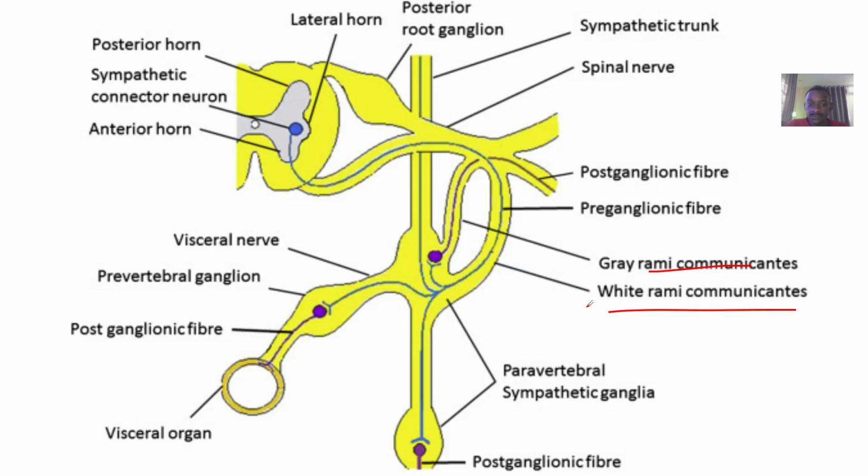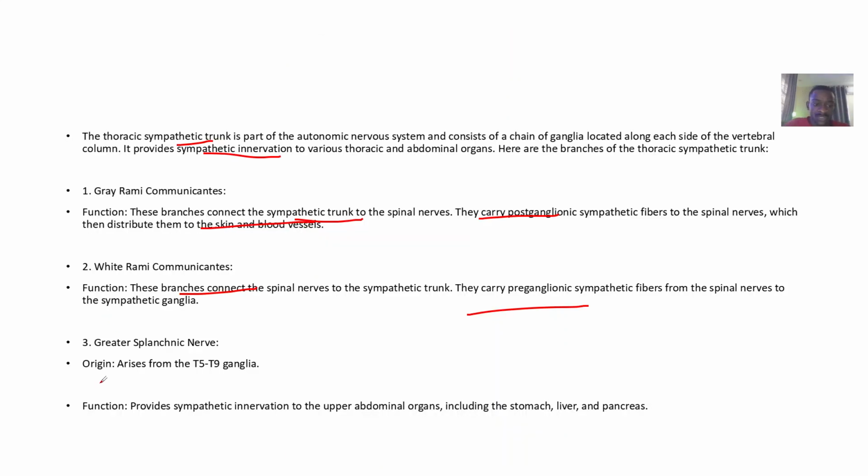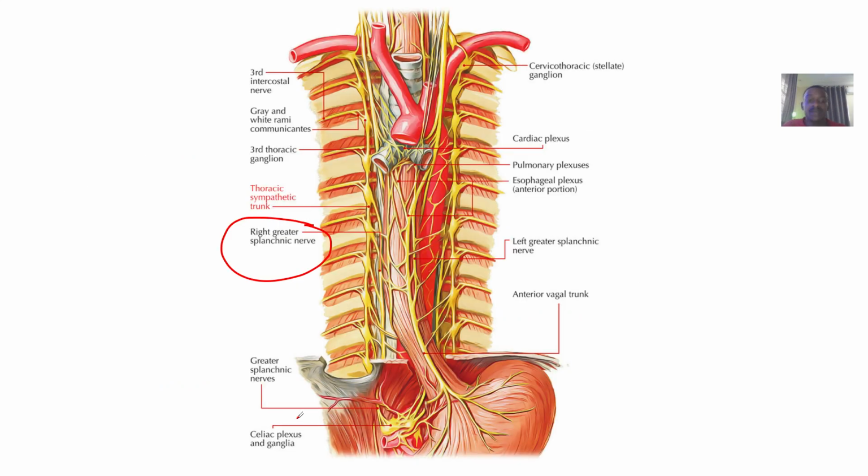Alright. The greater splanchnic. Greater splanchnic. Is it here? It's not indicated there. Let me see this picture. Yeah, greater splanchnic nerve. Alright, so we'll use this image to illustrate. We see that it arises from the T5 to T9 ganglia and provides sympathetic innervation to the upper abdominal organs, including the stomach, the liver, and the pancreas.